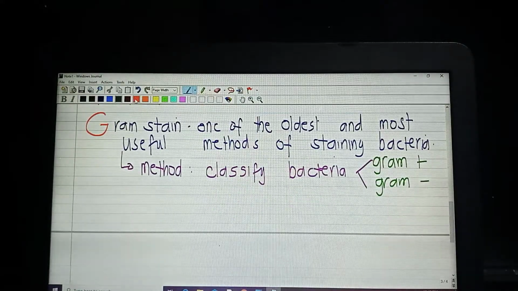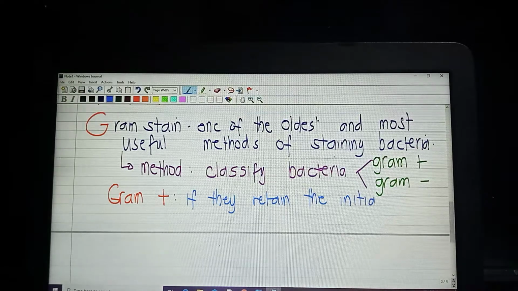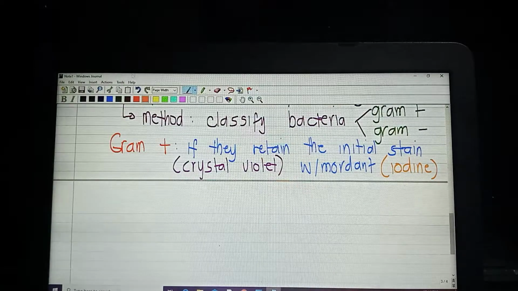What are the characteristics of your gram-negative and your gram-positive? The characteristic of a gram-positive bacteria is that they retain the initial stain, which is your crystal violet, with of course the mordant. What is our mordant, class? Your mordant is your iodine.